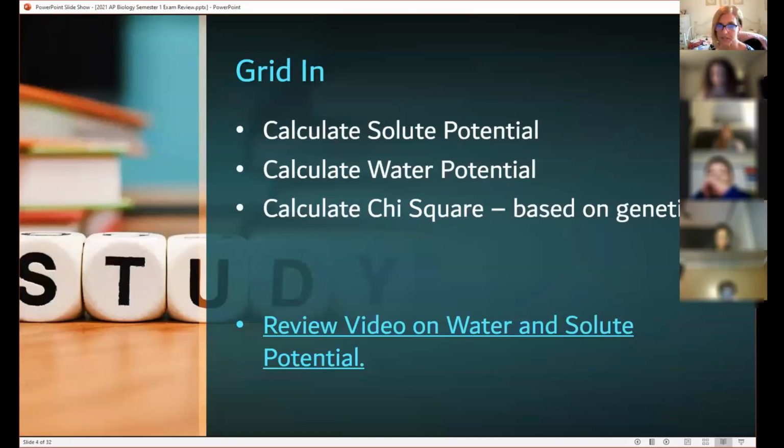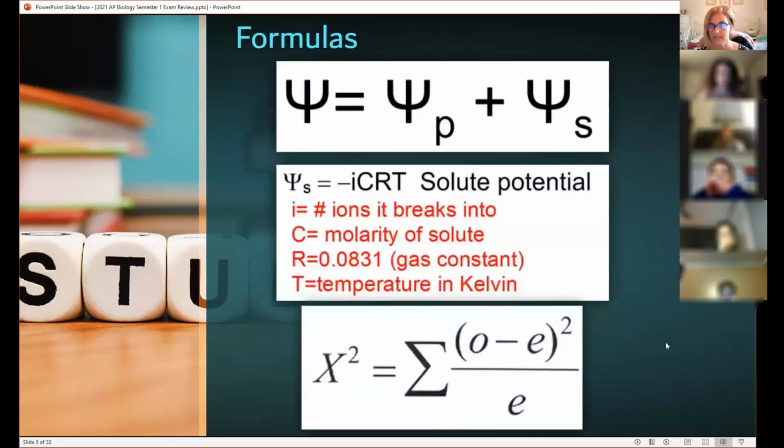Calculations, you'll have 3 calculations. One, you need to calculate solute potential. You need to calculate water potential, and you need to calculate a chi-square based on a genetics outcome. Okay, here's a link. I'm not going to hit that now, but that's for you, those of you who would like more work with water and solute potentials. So remember the formulas, and you'll have a formula sheet.